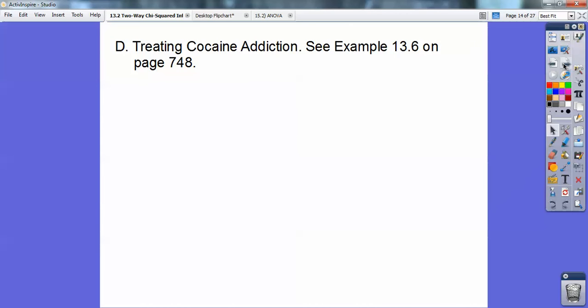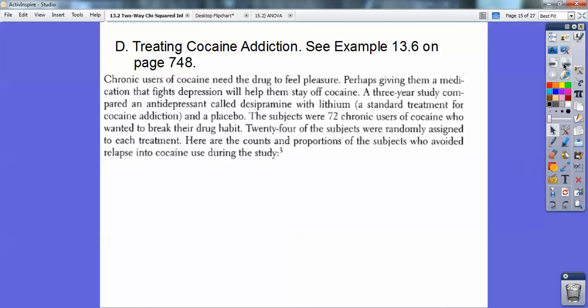Treating cocaine addiction, this is example 13.6. It started on page 746, I think. Chronic users of cocaine need the drug to feel pleasure. Perhaps giving them a medication that fights depression will help them stay off cocaine. So they did a 3-year study comparing an antidepressant called desipramine, and lithium, a standard treatment for cocaine addiction, and a placebo. The subjects were 72 chronic users of cocaine who wanted to break their drug habits, and that's important, you guys. You have to want to do that. 24 of these subjects were randomly assigned to each treatment.